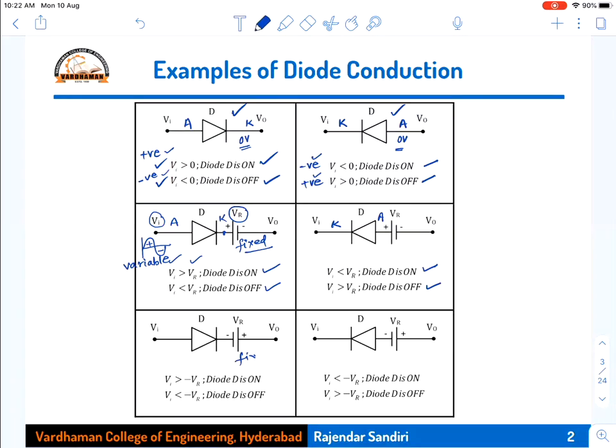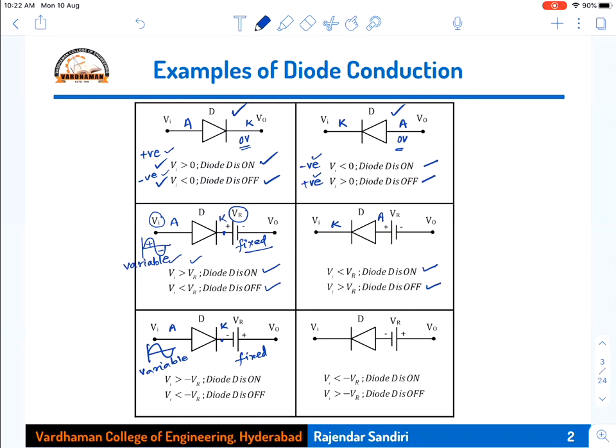This is fixed, but you see the terminal of the battery, negative is connected to the cathode. Cathode voltage is now negative, and anode voltage is changing into positive as well as negative because it is a sine waveform. It is getting all the values from 0 to Vm, then Vm to 0, then 0 to minus Vm, and minus Vm to 0. It is having a complete swing, taking the positive amplitudes as well as negative amplitudes. Therefore, the input is variable.